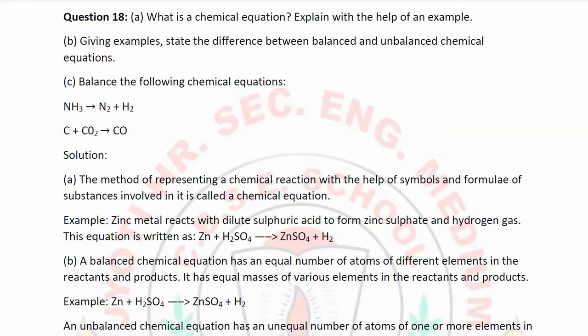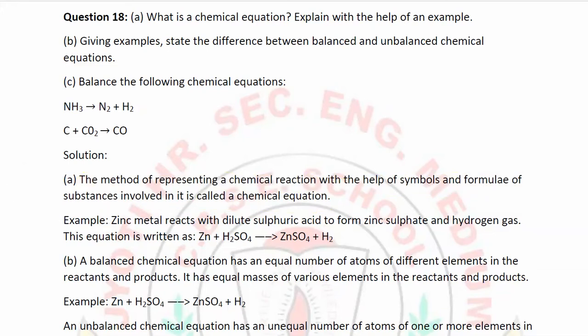The method of representation of a chemical reaction with the help of symbols and formulae of the substances involved in it is called a chemical equation. In these symbols, we generally use mathematical symbols and alphabetical symbols, and the chemical formulas for the different substances involved in the reaction. That particular equation is termed a chemical equation.